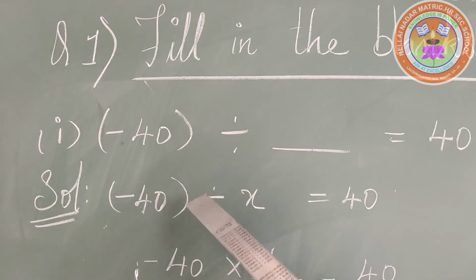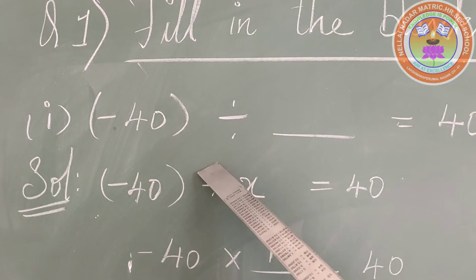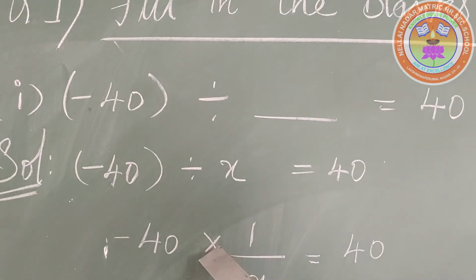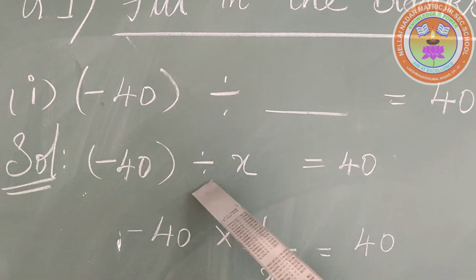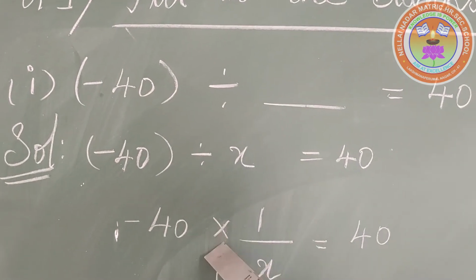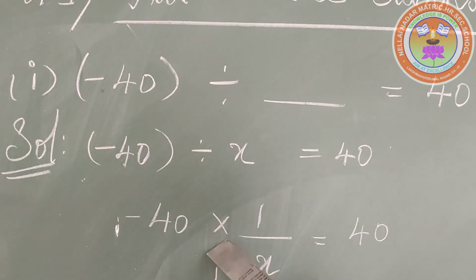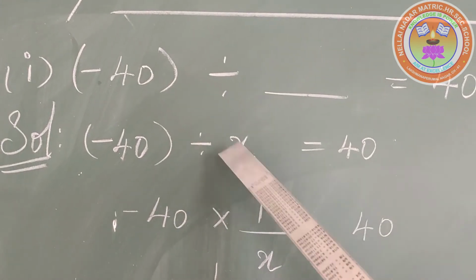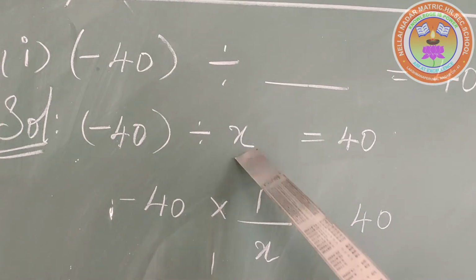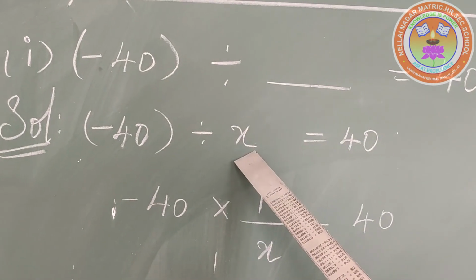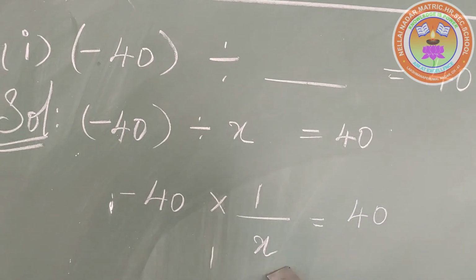Here I can't simply divide by this. So I am going to convert this divide symbol into a multiplication symbol. Once I convert the divide into multiplication, I have to take the reciprocal of the number next to the symbol. Here x is the number next to the division symbol. Now if I take the reciprocal of x, what is it? It is 1 by x.